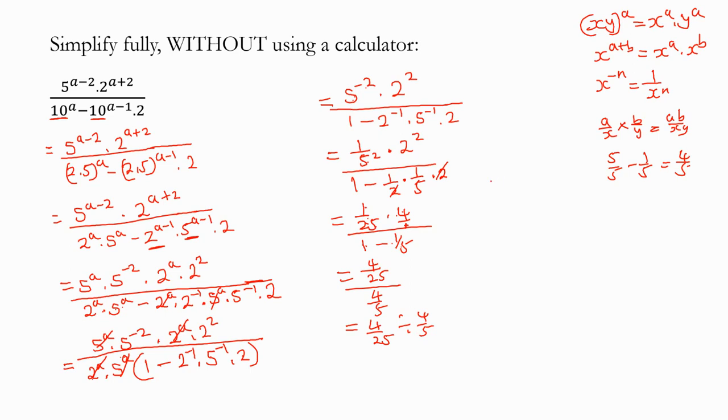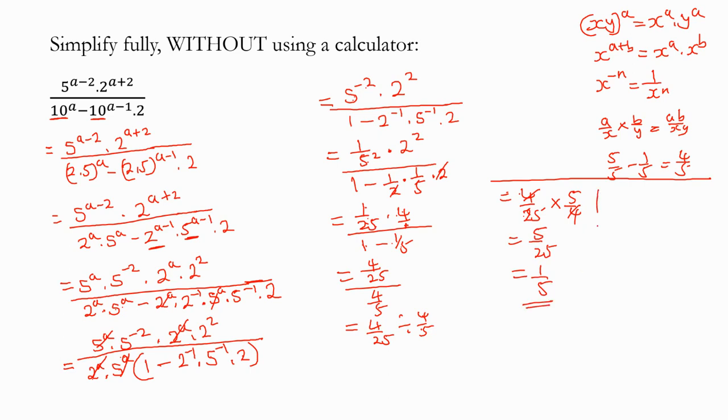Let me just do it here. It is 4 over 25 divided by 4 over 5. Then we flip and multiply, and it becomes 4 over 25 times 5 over 4. 4 divided by 4 is 1. We remain with 5 over 25. Then reduced to its lowest terms, it is 1 over 5.